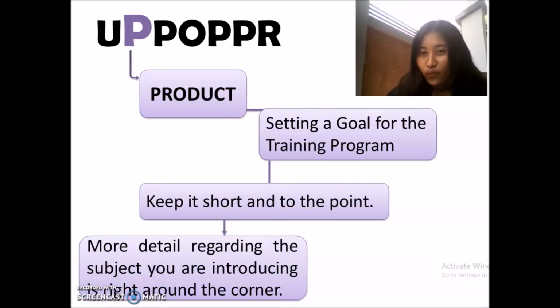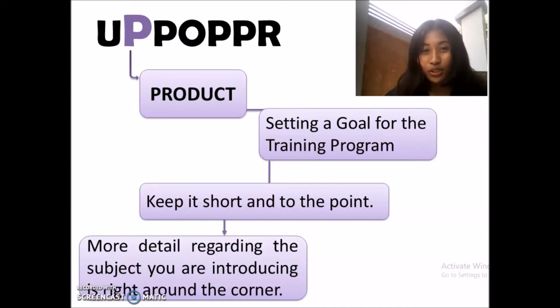Well, let's move to the next one, that is P. The first P stands for product or goals. In this step, after persuading the audience, the next step is knowing where you are heading with your presentation. In this part, you need to explain what you want them to do or what you expect from them.